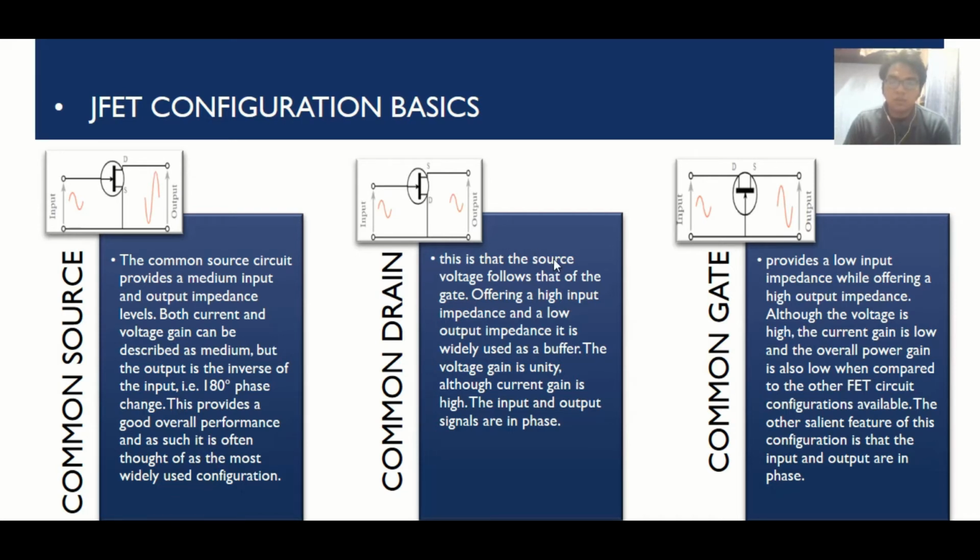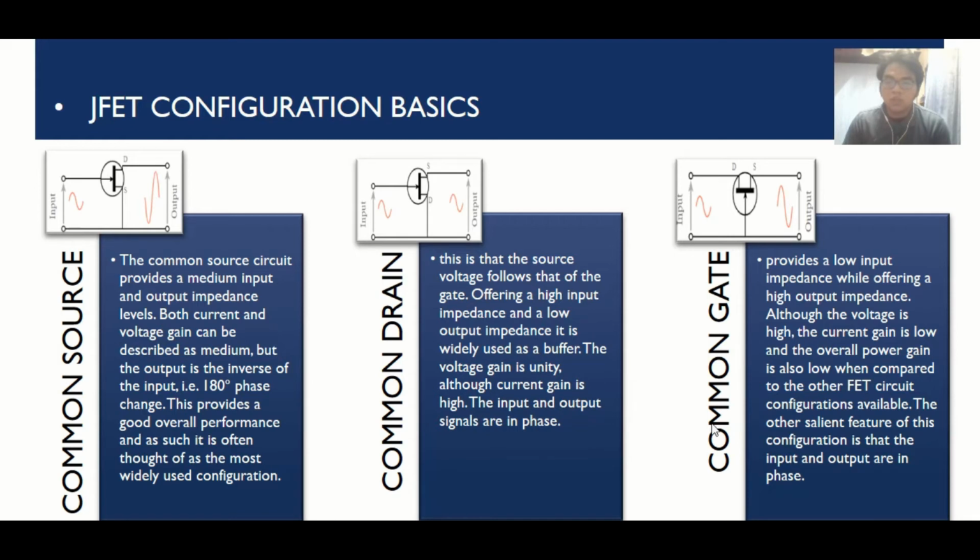The source voltage follows that of the gate, offering a high input impedance and a low output impedance. It is widely used as a buffer. The voltage gain is unity, although the current gain is high. The input and output signals are in phase.